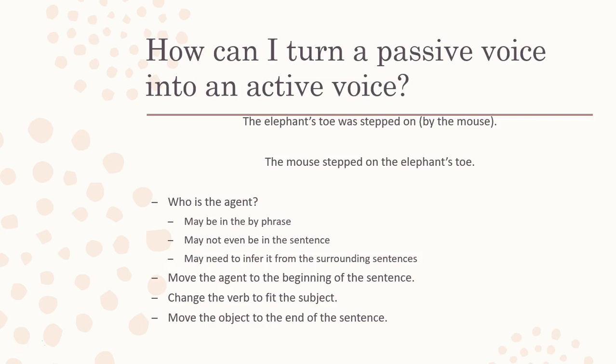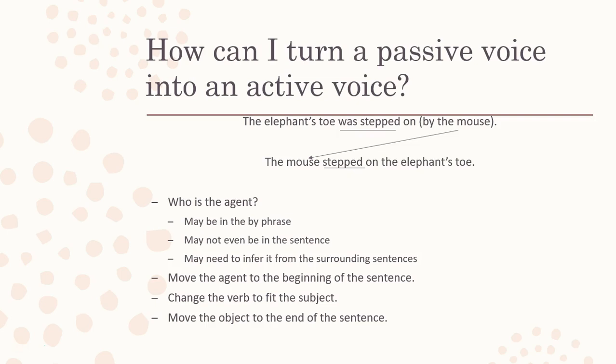So make the agent the subject of the sentence by moving it to the beginning of the sentence. By the mouse becomes the mouse. You'll also need to change the verb to fit the subject. Was stepped becomes stepped.